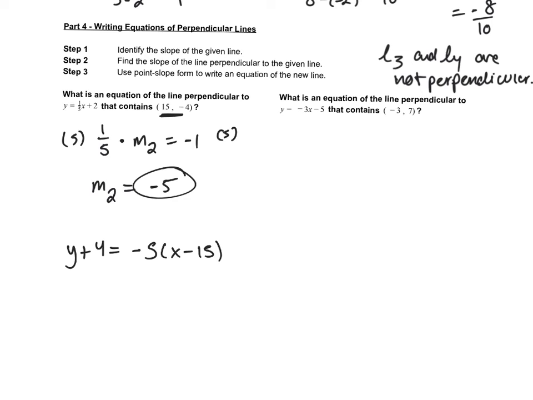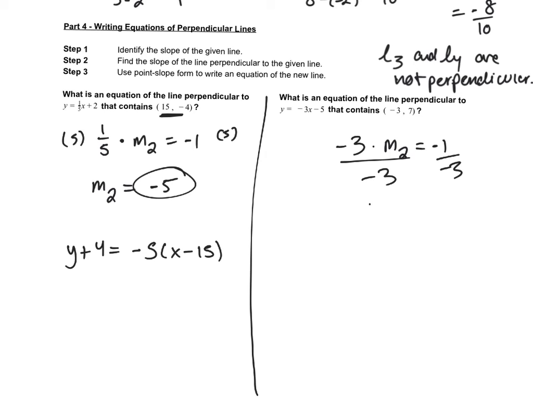All right. And then in the second one, our slope is negative 3. Okay. And we need to find the slope of line 2 that makes these two lines perpendicular. So multiply them together, set it equal to negative 1, and then solve for m2. All right. Divide by negative 3 on both sides. So m2 is equal to positive 1/3.